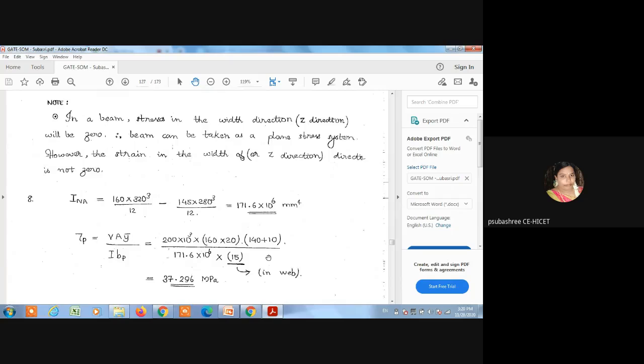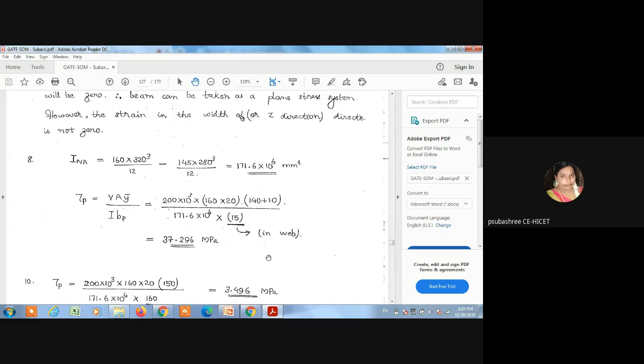First you should know how to calculate the moment of inertia for various sections: I section, I beam, T beam, symmetrical I beam and unsymmetrical I beam. The basic formula is tau is equal to V A y bar divided by I into B.